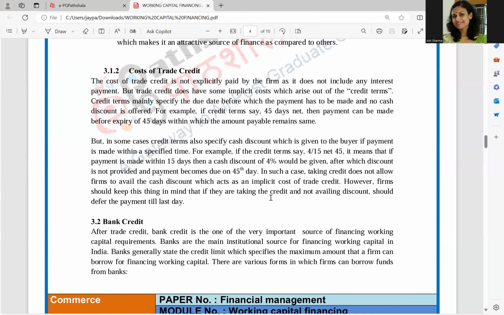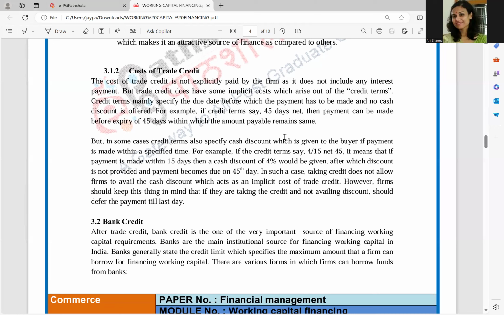Now, what is the cost of trade credit? So, cost of trade credit is not explicitly paid by the firm as it does not include any interest payments. But trade credits does have some implicit cost which arises out of the credit terms. And credit terms mainly specify the due date before which the payments has to be made and no cash discount is offered. So there are some cash discounts also to expedite the credit collection.